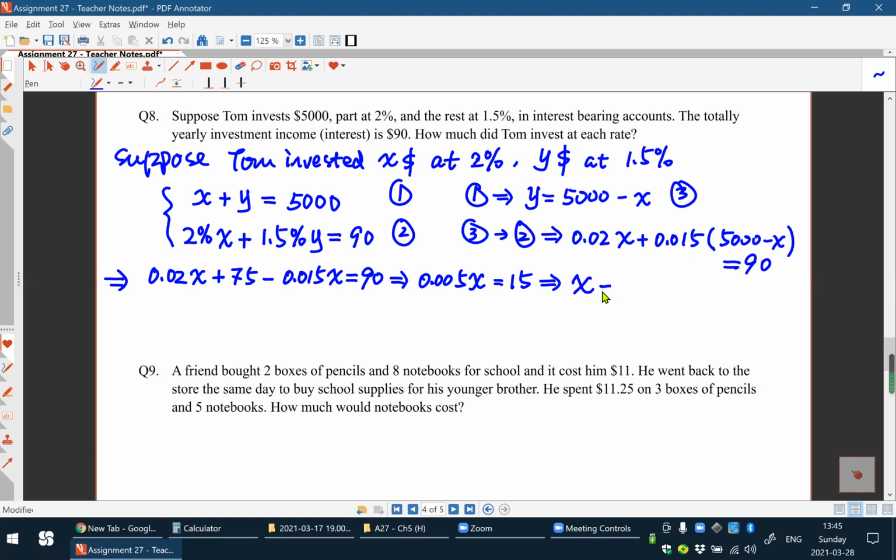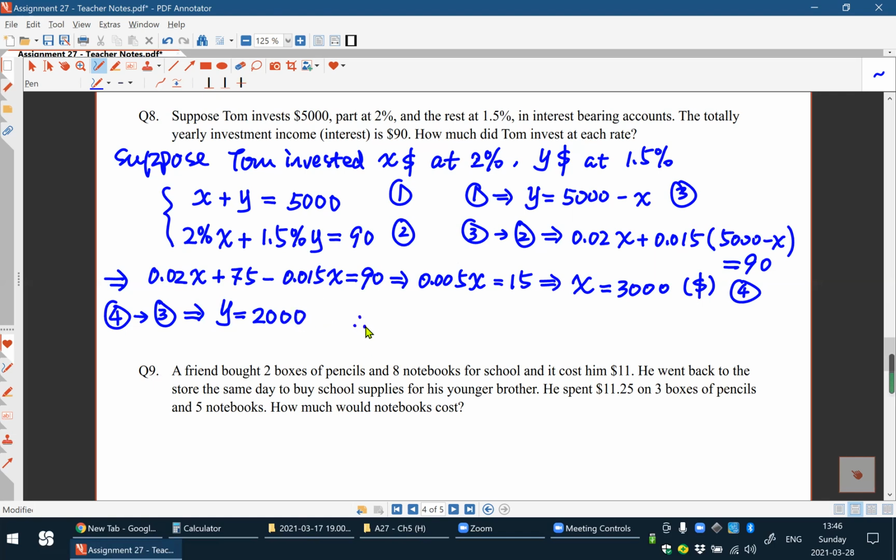Okay, so X is 3,000, right? Unit is dollars. Let's call this 4. Then we can put equation 4 into equation 3. This will get us Y is 5,000 subtracted by 3,000. That means Y is 2,000, right?